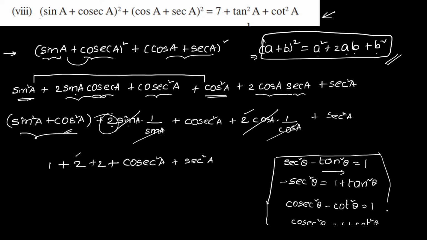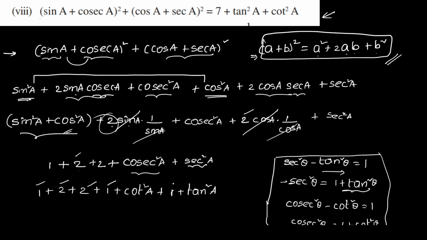Now replace them with the given identities. Cosecant square a can be written as 1 plus cot square a, and secant square a can be written as 1 plus tan square a. So now that will become 1 plus 2 is 3, 3 plus 2 is 5, and this one 7, plus tan square a plus cot square a, and this is what we have to prove. Hence proved.